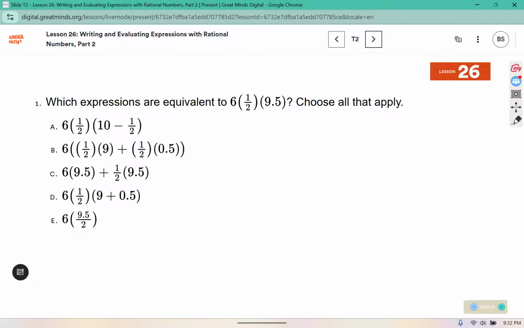Which expressions are equivalent to 6 times a half times 9.5? Here I have 6 times a half times 10 minus a half. 10 minus a half is the same as 9.5, so that is equivalent.